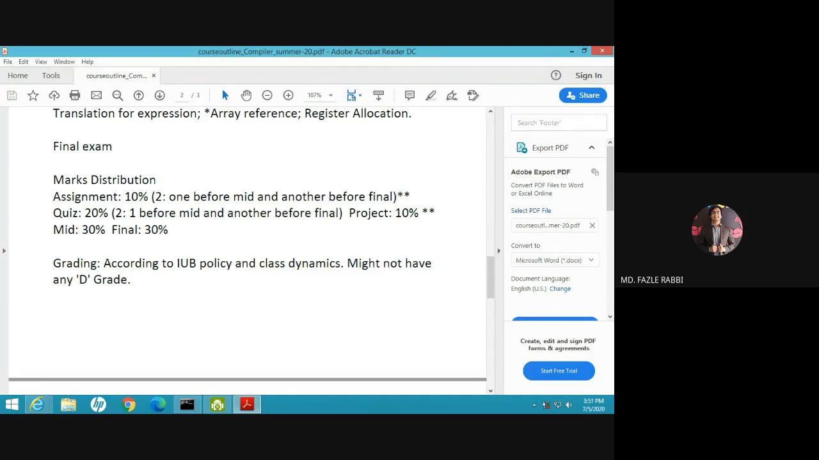Then let's come to quiz. That is 20%. One before mid, another before final. Project, okay, it is very, very important. It is 10%. Initially, I have given project as 10%, but it might happen project might become 20%, or 25%, because this marks distribution is still tentative. So please take project very, very carefully. After that, mid is 30% and final is 30%.